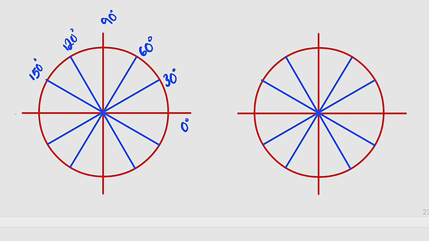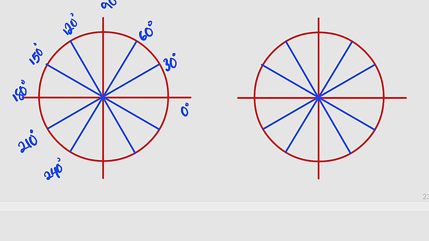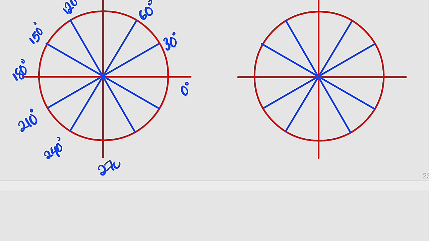Another 30, we have 180. Another 30, we have 210 degrees. Another 30, we have 240 degrees. Another 30, we have 270 degrees. Another 30, we have 300 degrees. This is 330 degrees. And finally, we have 360 degrees. All right. So now let us look at these angles in radians again.